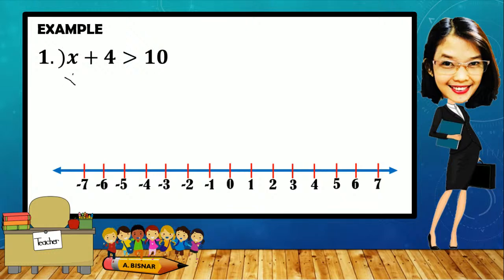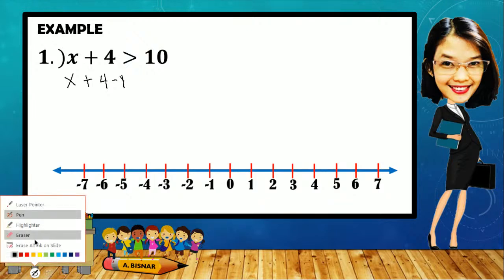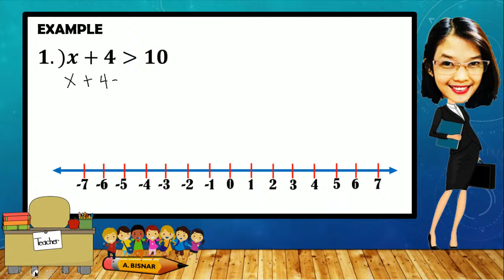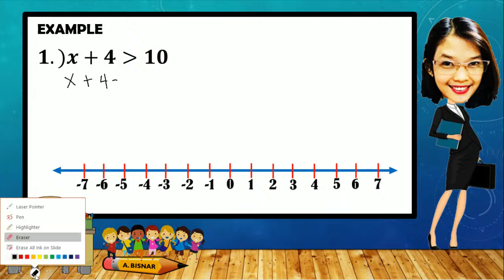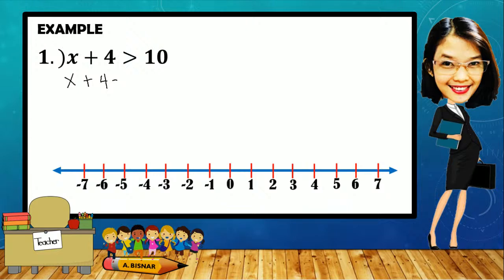So you will have x plus 4 minus 4. Wait, I will rewrite this again. Okay, eraser. Again, since that is plus 4, we need to subtract 4, and then greater than 10. So, kung ano yung ginawa sa kaliwa, gagawin sa kanan. So, this will be 0.